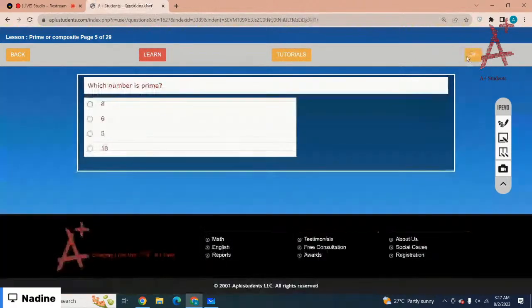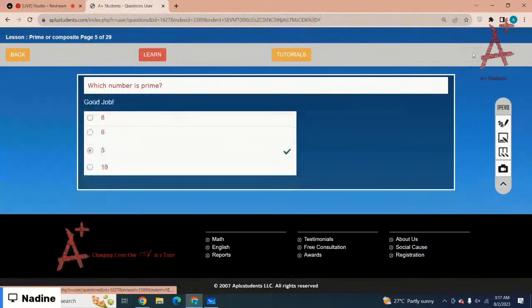Okay, which number is prime? 8, 6, 5, and 18. Which is the correct option? Yes, that would be 5. The correct option is 5 because other numbers have more than 2 factors.